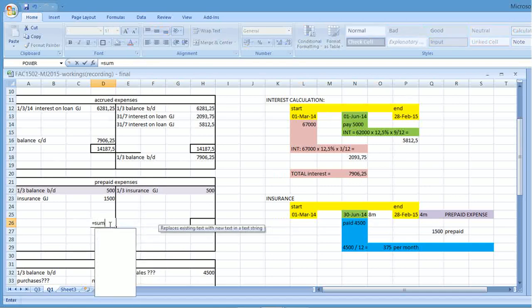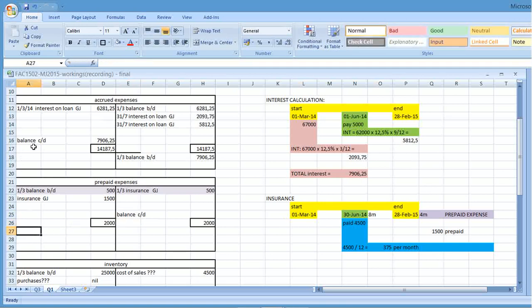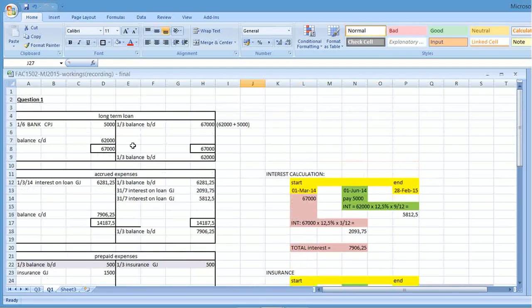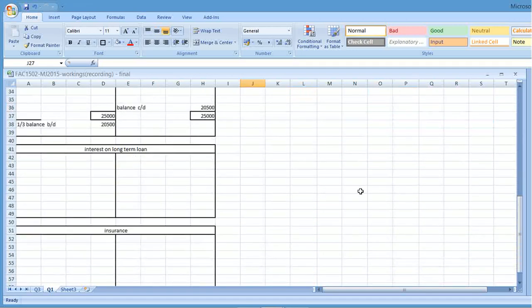Right, now we can sum up and we can see that this side is bigger than that side, and you'll have a balance carried down, balance brought down of 1,500. And it would then be the difference being the 1,500, and that's your prepaid expense. So now we've looked at long-term loan, accrued expenses, prepaid, and inventory. We've just got two more to do.